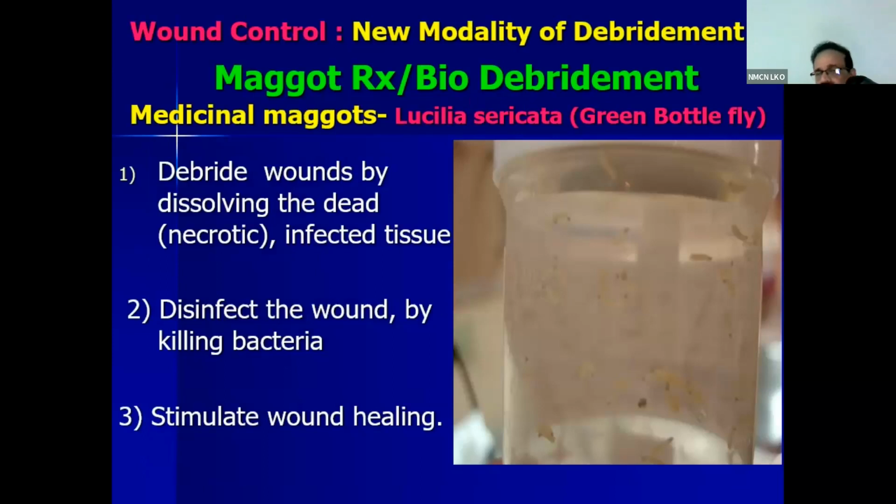Then another newer modality is, you can say for India, not for USA, because maggot therapy is being used there. No doubt it's very difficult. The maggots are of Lucilia sericata, the green bottle fly.